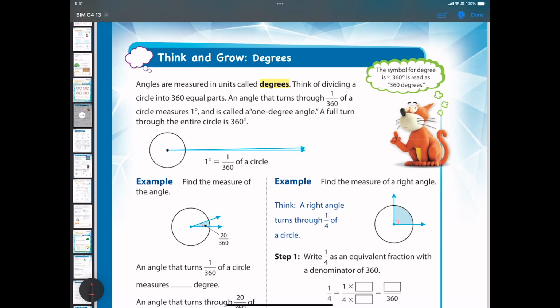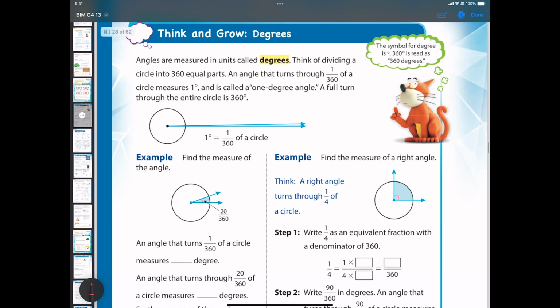All right, angles are measured in units called degrees. Think of dividing a circle into 360 equal pieces. An angle that turns through 1/360 of a circle measures 1 degree and is called a 1-degree angle. A full turn through the entire circle is 360 degrees, that we know. Circle, we know how to measure it. That's 360 degrees. And a straight angle is what?